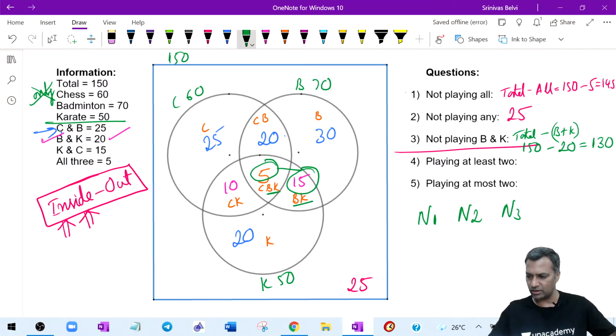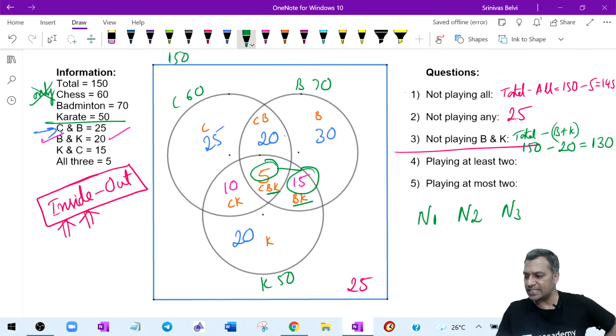Not playing B and K means total minus playing B and K, right? That's what you do there. Total minus playing B and K becomes 130. That becomes not playing B and K. The rest of them are all not playing B and K. All right, B and K. Be very clear on that.